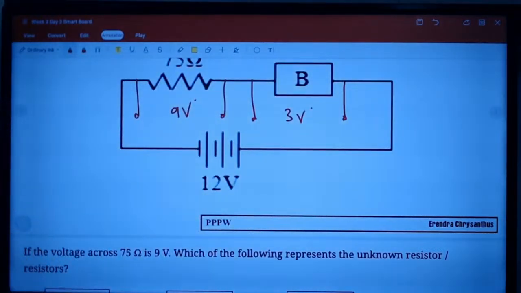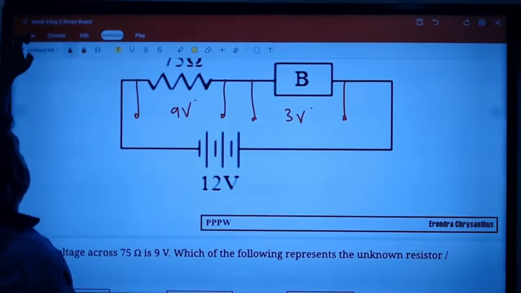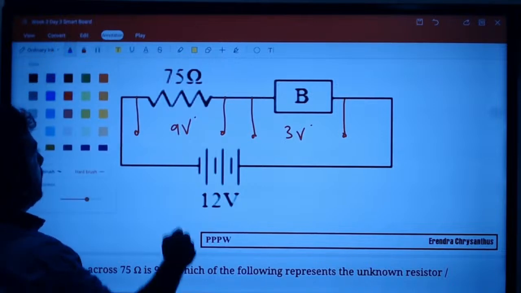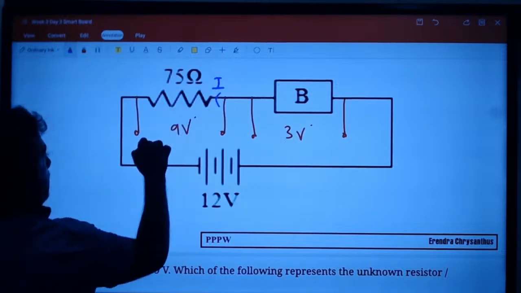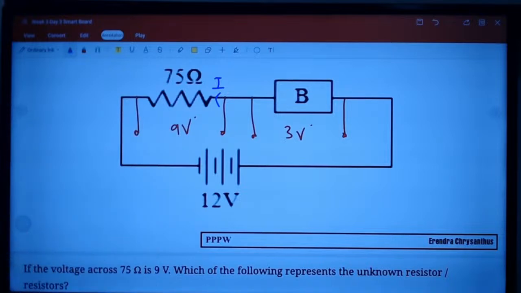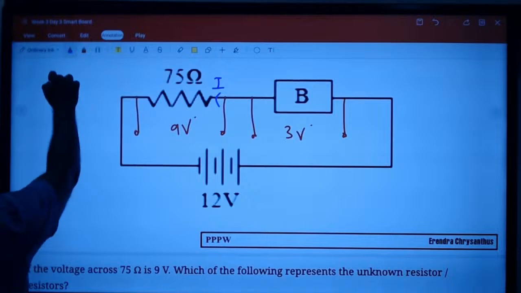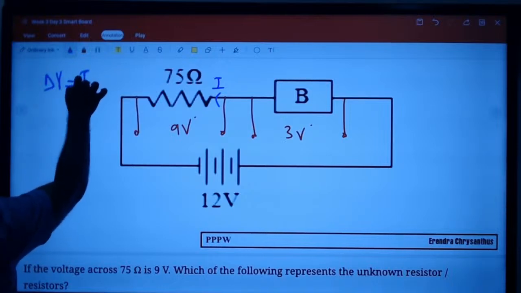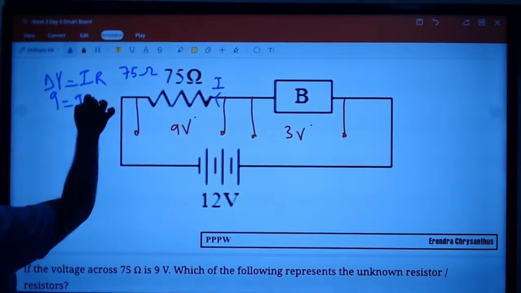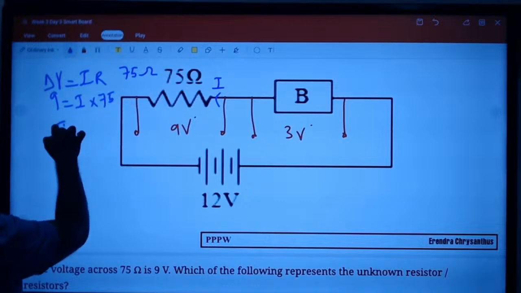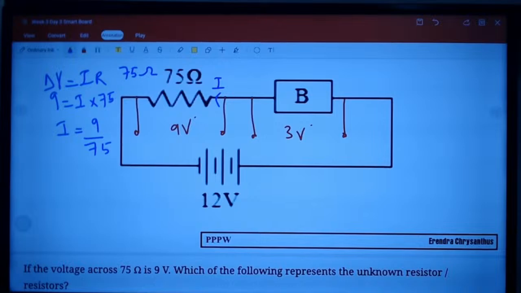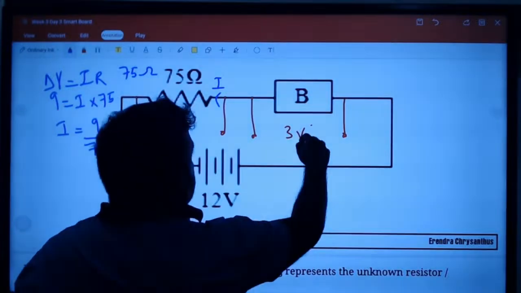Across this is 3 volts. If you are a bit smart, you can quickly find the current in the circuit. The current in the circuit is I. Here I can apply V is equal to IR. So if I apply delta V is equal to I times R, for the 75 ohm resistor, 9 volt is I times 75, so I is equal to 9 over 75. The same current will go through this.